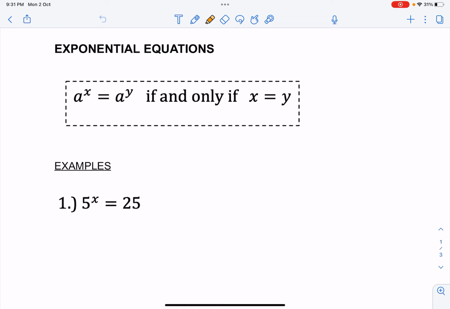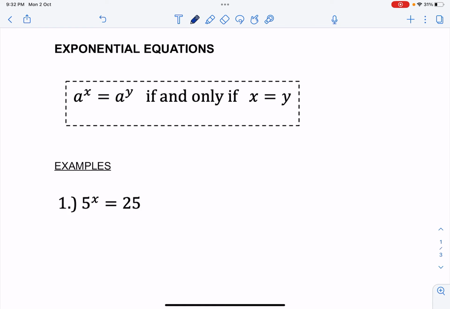If we have equations in index form with the same base, so in this case we have the same base a, if a power x is equal to a power y, then if the bases are the same, we can derive a conclusion that x must be equal to y. That is kind of intuitive, I think.